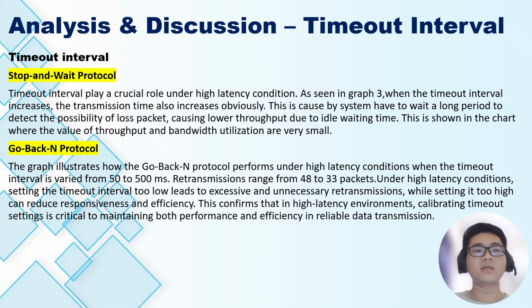Next is the go-back-N protocol. The graph illustrates how the go-back-N protocol performs under high latency conditions when the timeout interval is varied from 50 to 500 ms. Retransmissions range from 48 to 33 packets. Under high latency conditions, setting the timeout interval too short leads to excessive and unnecessary retransmissions, while setting it too high can reduce responsiveness and efficiency. This concludes that in high latency environments, calibrating timeout settings is critical to maintain both performance and efficiency in reliable data transmission.